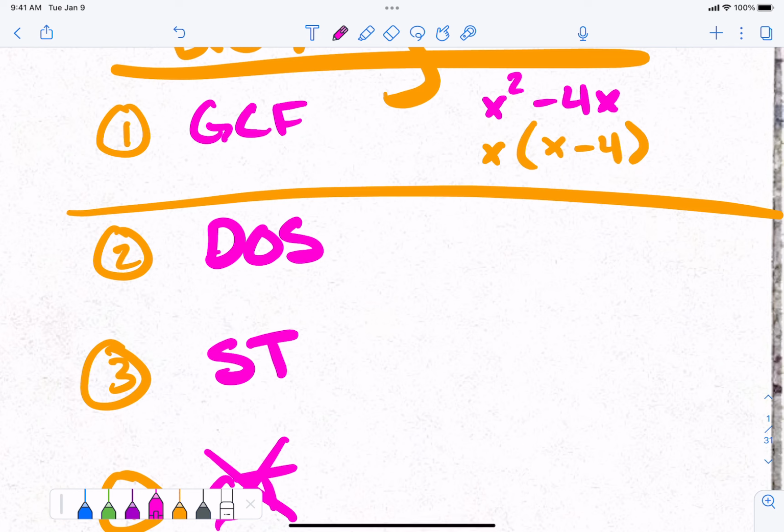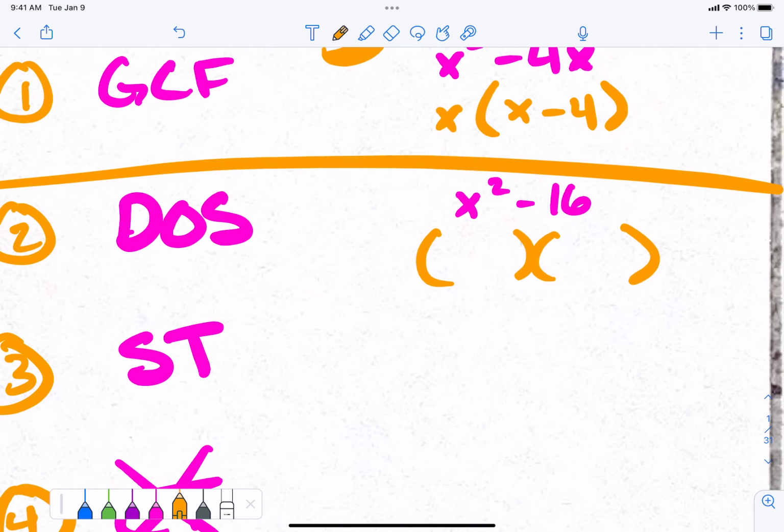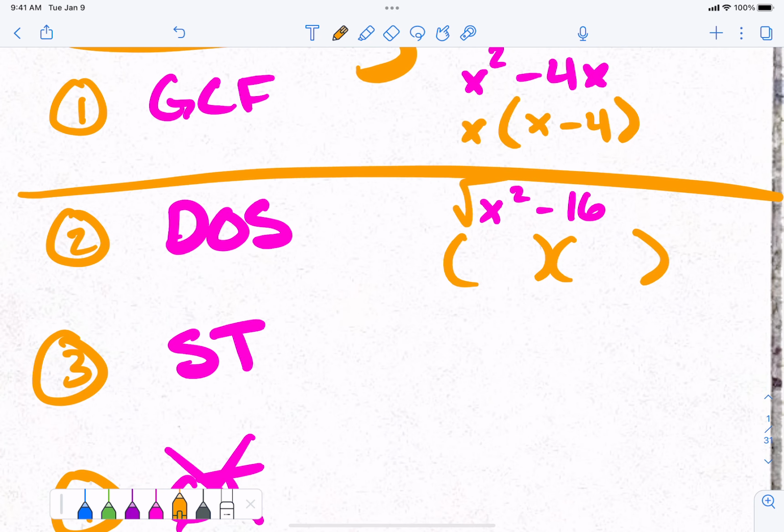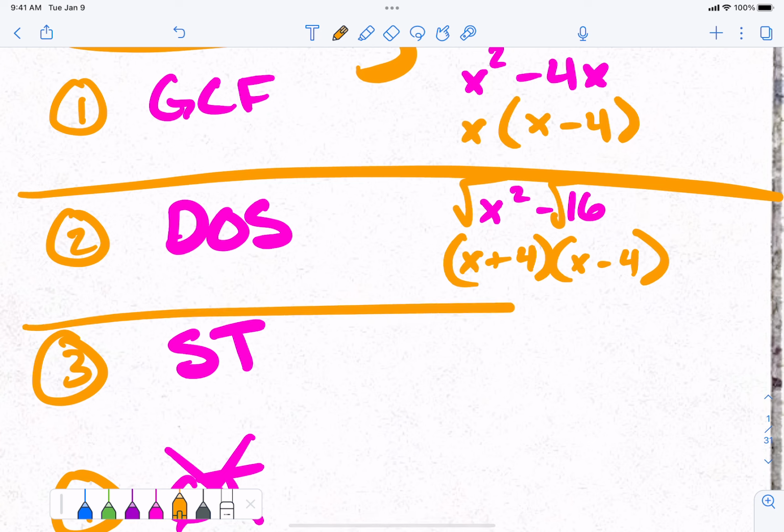Difference of squares, an example of that would be like x squared minus, let's say, 16, okay? When you factor a difference of squares, you have two pieces. Do you remember doing this one? The square root and the square root, okay? What's the square root of x squared? X goes here. What's the square root of 16? Positive 4 and negative 4. So one's plus, one's minus. And it doesn't matter which one comes first, obviously, but you break them down like that. That's a difference of squares, okay?